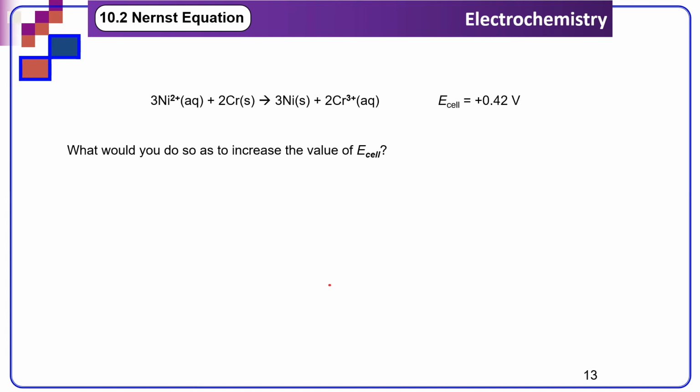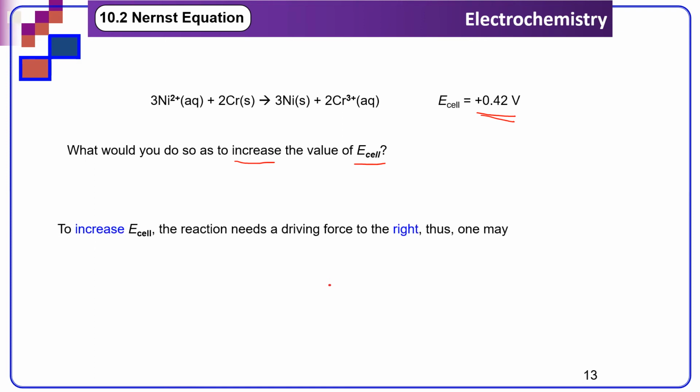Question number 6. 3 mole of nickel 2 plus ion reacts with 2 mole of chromium solid, producing 3 mole of nickel solid and 2 mole of chromium ion. So the E cell is positive 0.42 volt. The question is, what would you do so as to increase the value of E cell? Okay, we want to increase E cell. So to increase E cell, the reaction needs a driving force to the right. So we have to make it move to the right, then E cell will increase.